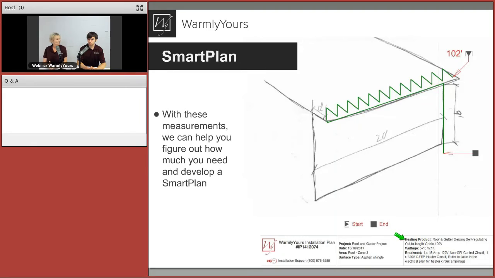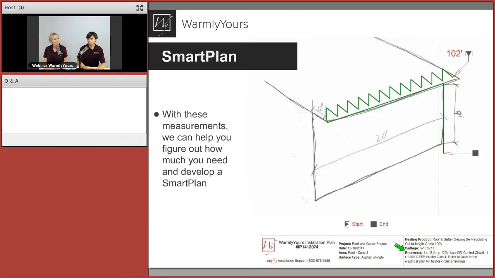Excellent. And then the next box over to the right, we're talking about the actual product that we're using. We'll tell you whether we're designing it with a self-regulating cable, which is the case here, or a constant wattage cable. And we make those decisions based on the information that's collected. So our engineers will design that for you. They'll give you the electrical information, which is extremely important for your electrician or for yourself.